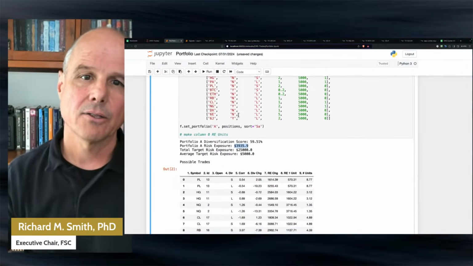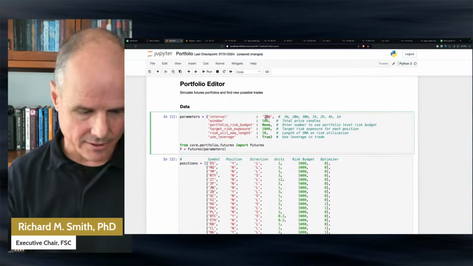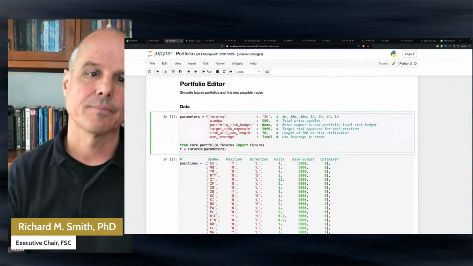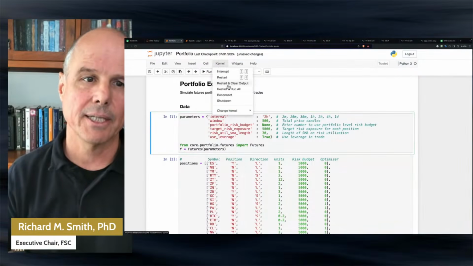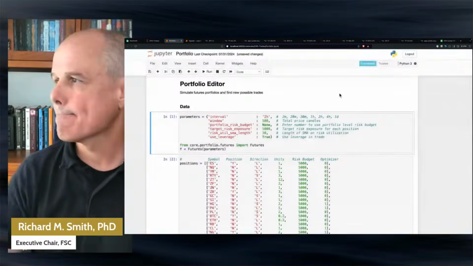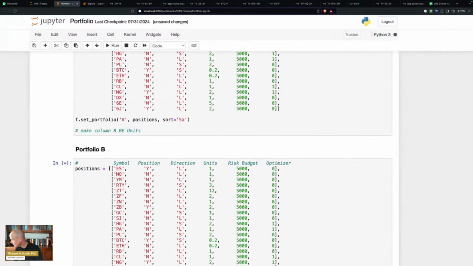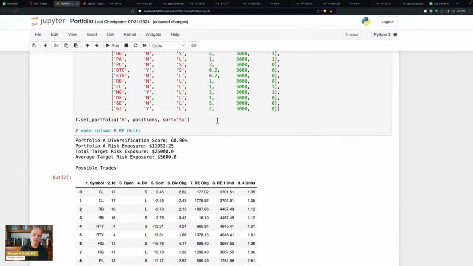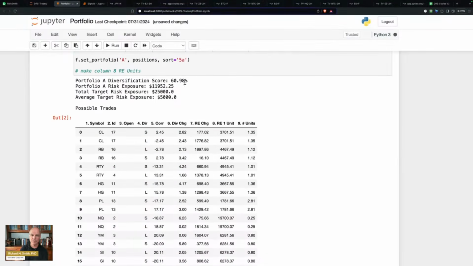All right, so going back here, let me go back to the 2 hours. Just going to update this. I didn't forget gold. I'm going to take a look at gold. Let's just see where it stands. We're back to our 60%, 61% diversification. That's outstanding. About $12,000 of risk at the moment.